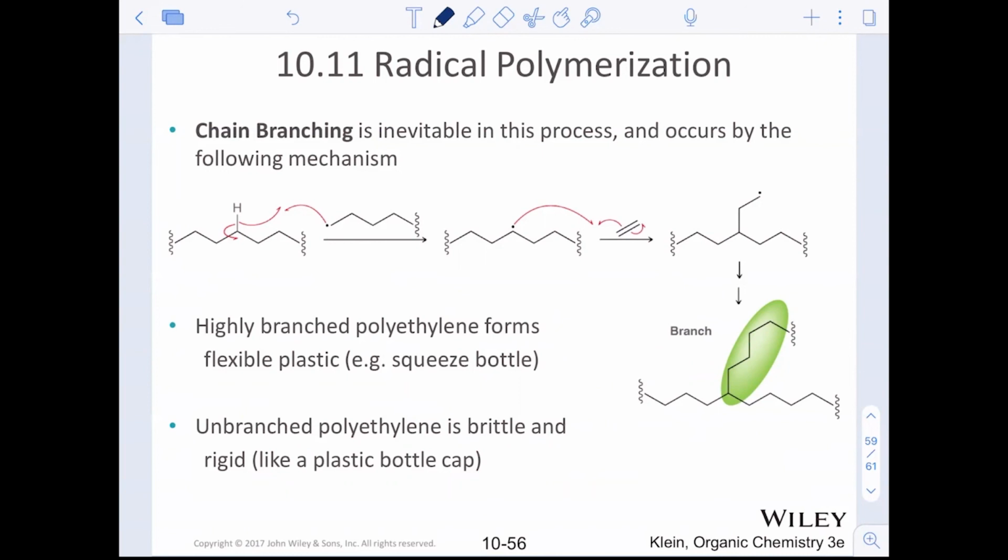Now, highly branched polyethylene forms give us flexible plastics. So if you start having multiple branching, the molecule itself, the polymer, is a little bit more flexible. The unbranched polyethylene is more brittle, like the top of the plastic container, right? So you can kind of see the 2 different styles or 2 different feels of the polymer, the plastic itself, and it's based off of what the structure of the polymerization actually looks like.